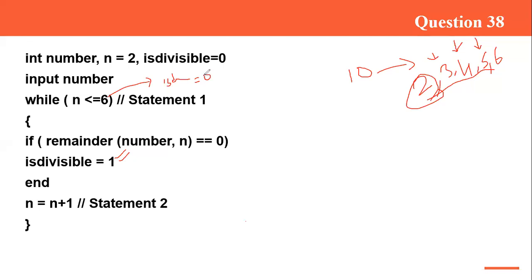If I find one factor, divisible will become 1. That means I don't need to compare anymore. If E is divisible is not 1, then only I'll compare with more numbers. Instead of writing not equal to 1, I'm writing E is divisible is equal to 0. Am I right? In that case, at 2 itself, E is divisible becomes 1. After that, it stops.